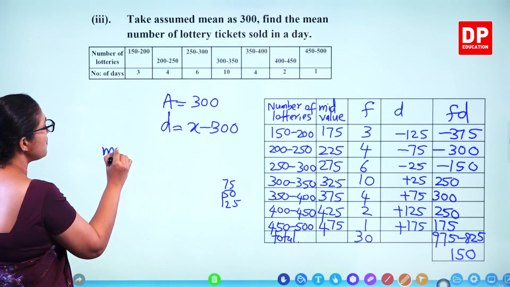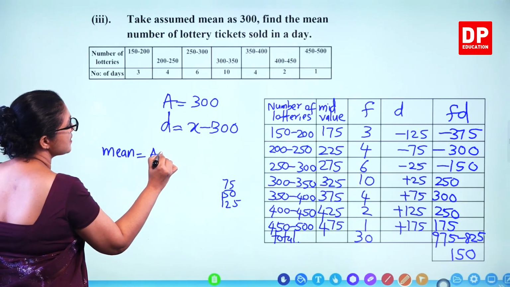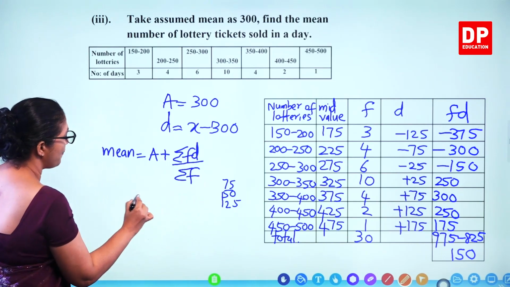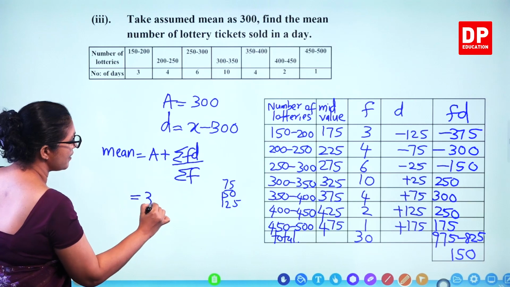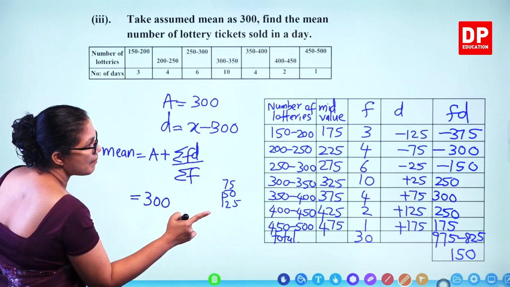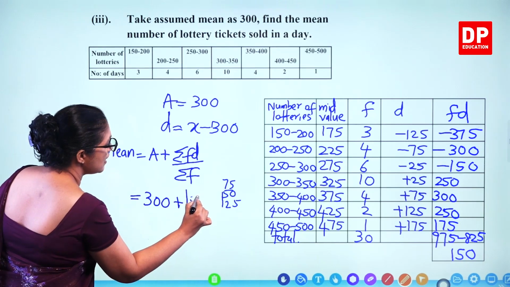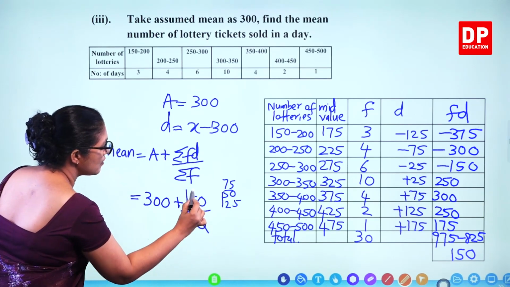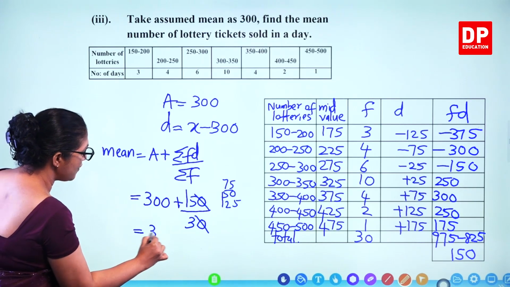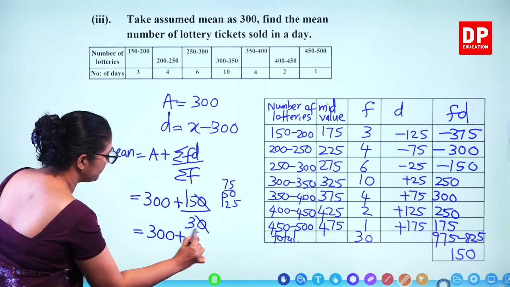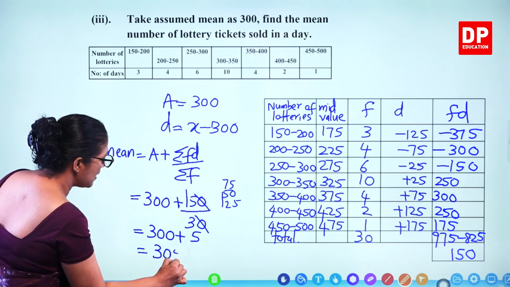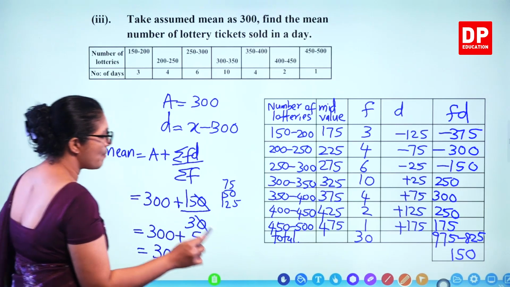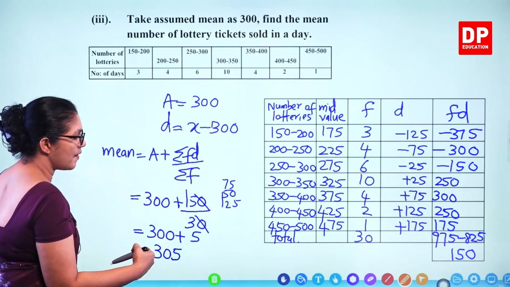So the mean becomes A plus, assumed mean, plus sigma FD over sigma F. Same formula. Assumed mean is 300. Total sigma FD is 150. Divide by 30, total frequency. So you get 5 here. So 300 plus 5, 305 is the mean value. So the mean number of tickets is 305.